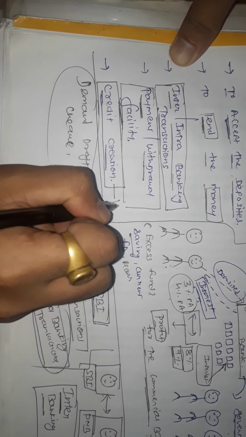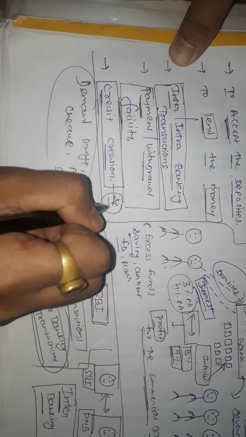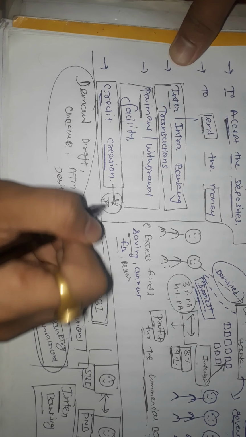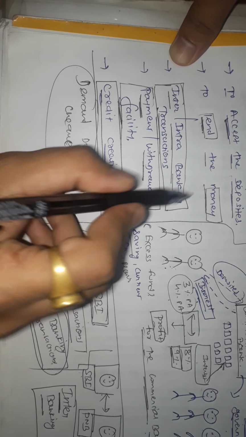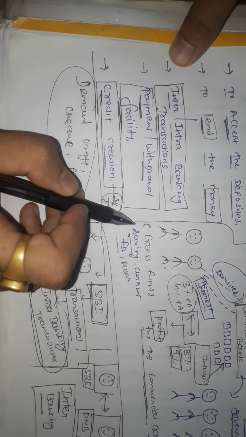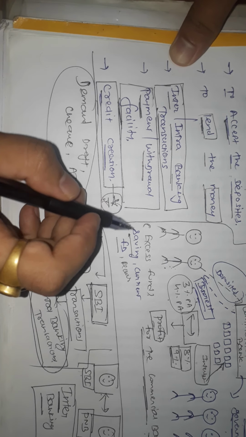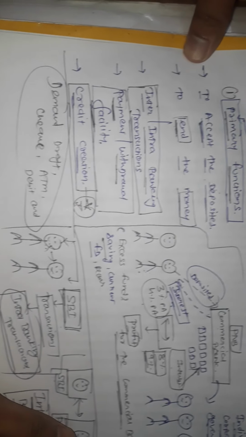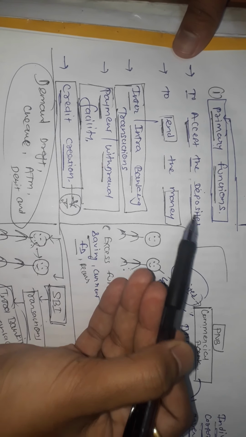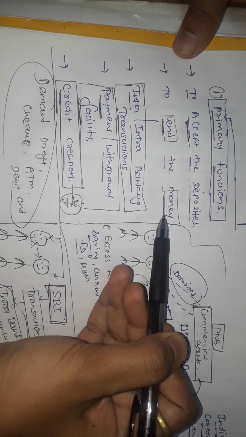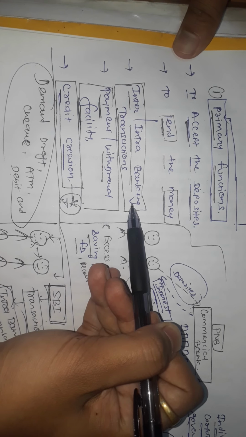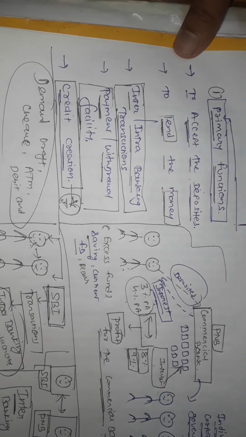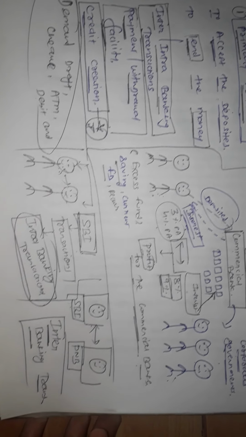For that particular point, I'll give you a brief introduction and the detailed description in the next video. So as of now, for this video, you just need to understand the four primary functions performed by the commercial bank: to accept deposits, to lend money, inter and intra-banking transactions, and payment and withdrawal facilities. Hope you are clear with these concepts.